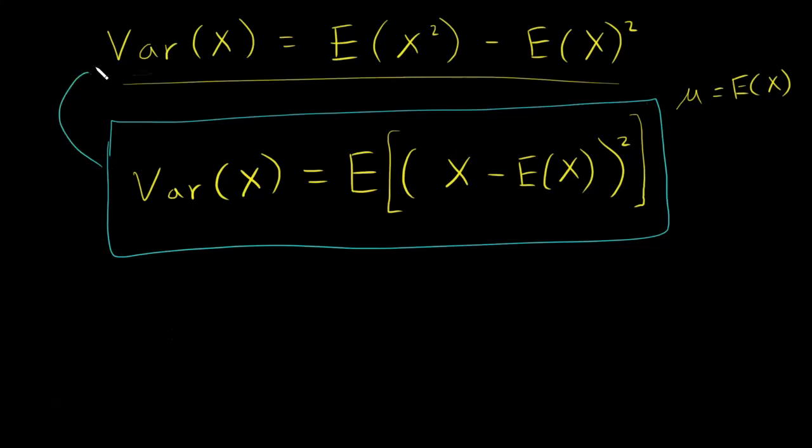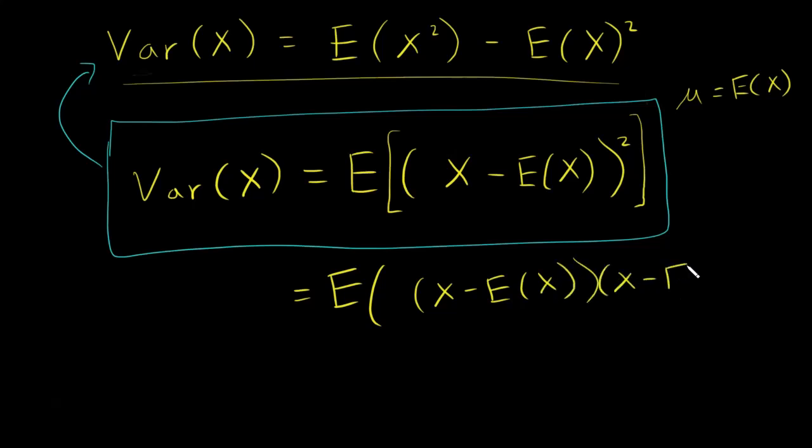So how do you get from this to this? That's what I want to spend time talking about right now. Let's first write this, instead of writing it as a square, as the product of two differences. I haven't done anything here. All I've done is, instead of writing it as a square, I'm writing it as a product. And then I have the expected value of this product.